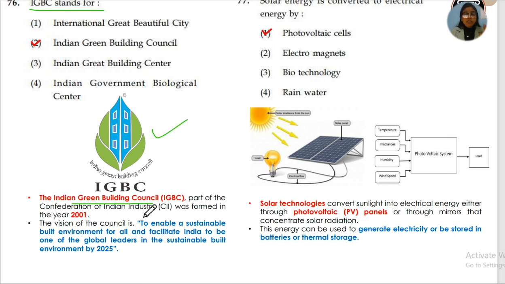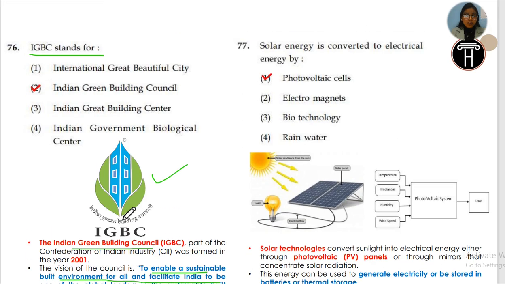Okay, and the vision of this council is to enable a sustainable built environment for all and facilitate India to be one of the global leaders in the sustainable built environment by 2050. So to make a sustainable built environment by 2025. So this was the vision. This is the vision of the Indian Green Building Council. This is your IGBC. Please remember the logo. This is the most important.